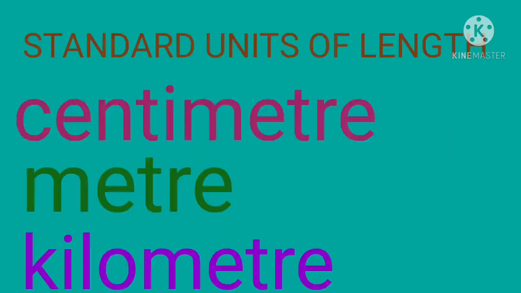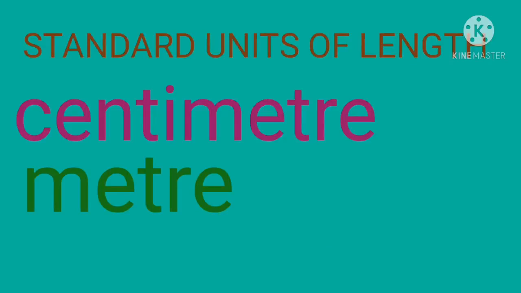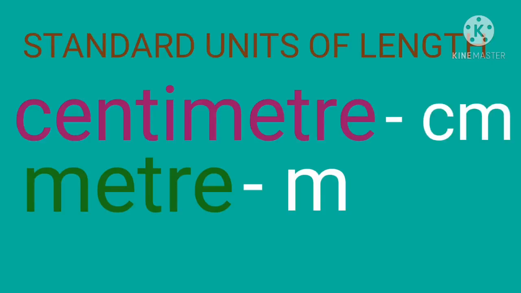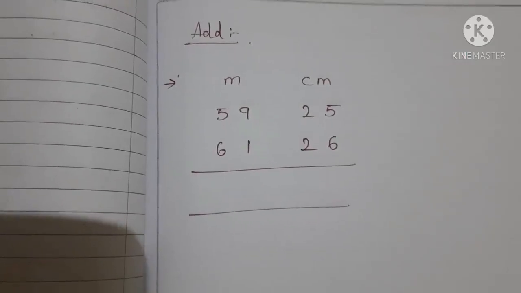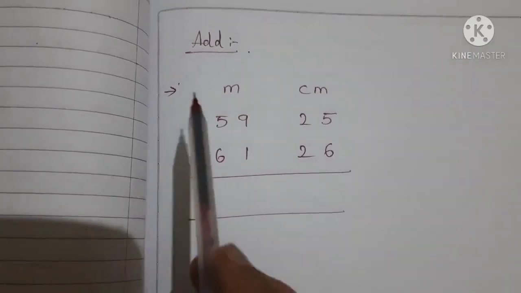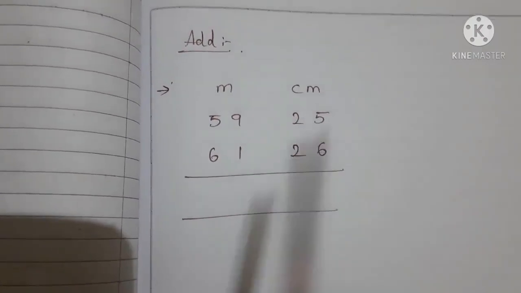Measurement. Centimeter, meter and kilometer are the standard units of length. We represent meter as m and centimeters as cm. Remember, 1 meter is equal to 100 centimeters. Children, now let us do some addition in meters and centimeters.